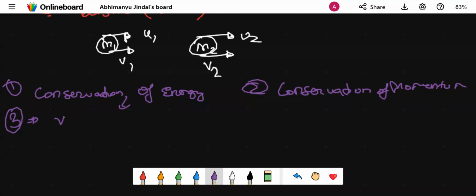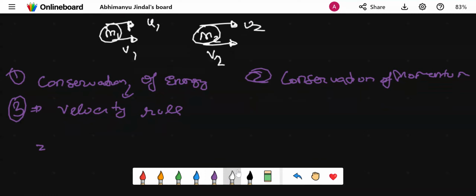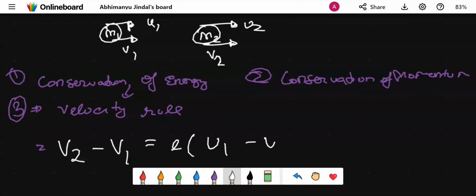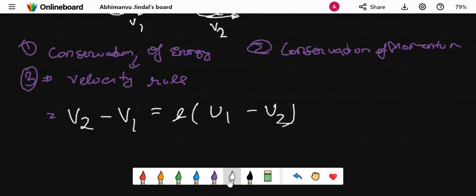It is the velocity rule. The velocity rule states: let v2 and v1 be velocities after collision, u1 and u2 be velocities before collision. Then v2 minus v1 equals e times (u1 minus u2). Remember, they have to be put in the same order: u1 is for the first object, v2 is for the second object, v1 is for the first object, u2 is for the second object. It'll be even more clear once I show you the example, but just remember this. One is the velocity rule, which is v2 minus v1 equals e times (u1 minus u2).